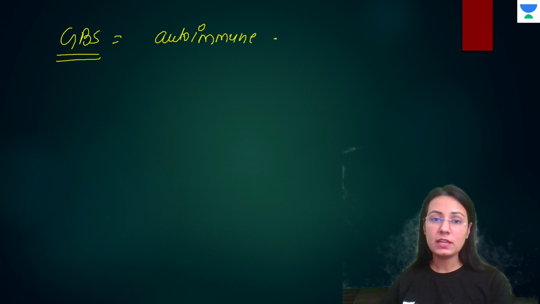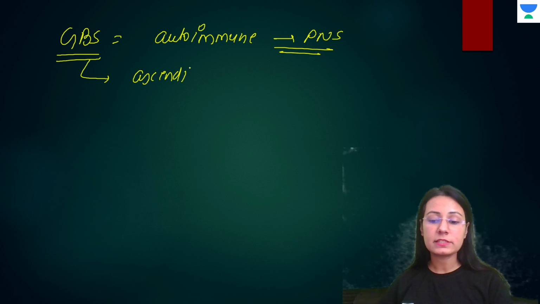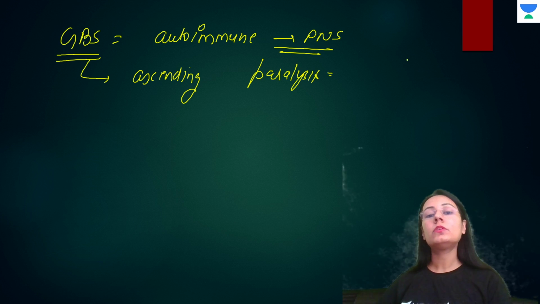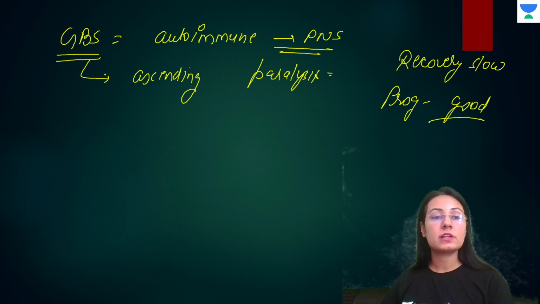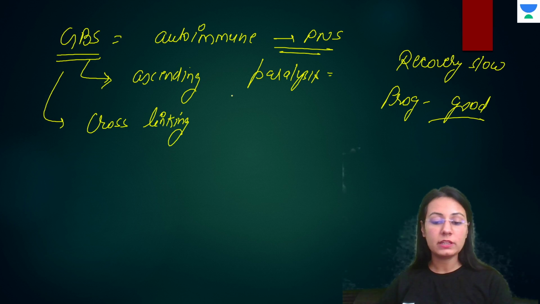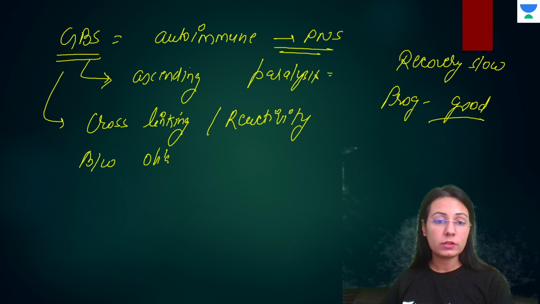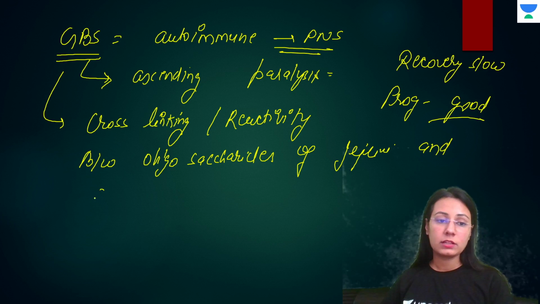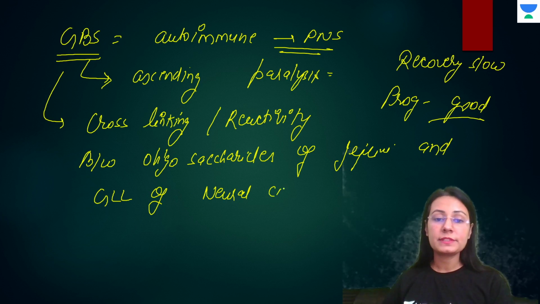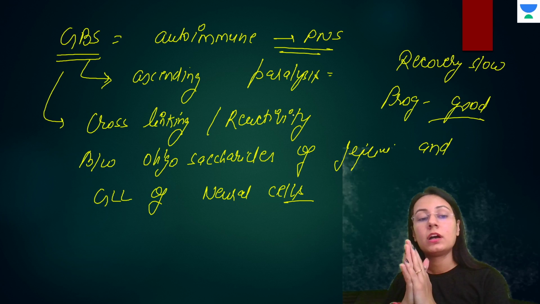Now, when we talk about GBS, it is an autoimmune disease of the peripheral nervous system. And what do they show? They show ascending paralysis. Although the recovery is slow, the prognosis is good. And GBS is due to cross reactivity between the oligosaccharides of the organism and the glycolipids of the neural cells. That is causing the GBS.